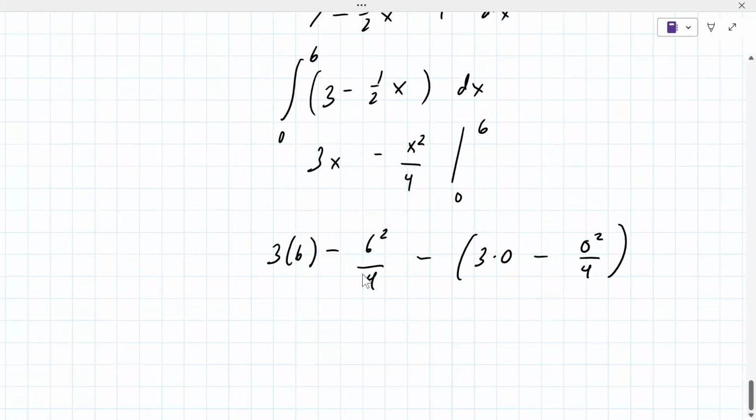36 over 4 is 9. 3 times 6 is 18. 18 minus 9 is 9, which is the producer surplus.